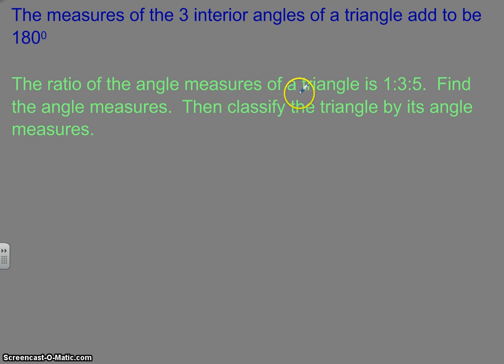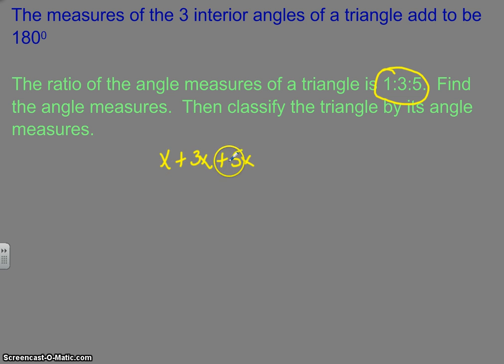The ratio of the angle measures of a triangle is 1 to 3 to 5. Find the angle measures. Then classify the triangle by its angle measures. Okay, this is the second part. The first part is find the angle measures. This is pretty easy. When you see something like this, 1 to 3 to 5, those three angles, well, 1 we're going to call 1x. 3 we're going to call 3x. And 5 we're going to call 5x. That's 1 to 3 to 5.